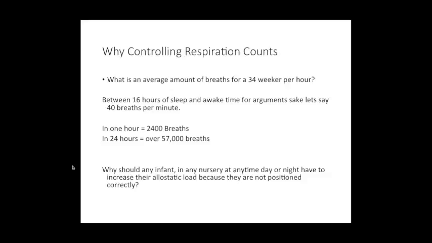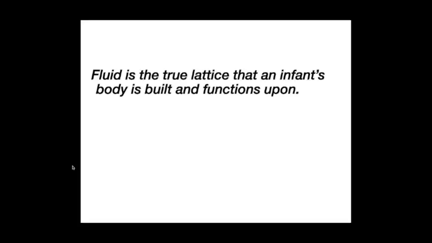So when we look at why we control respiration, well, if we can make work of respiration less, the amount of respiration in minutes will go down. That's how lungs work. So I picked an arbitrary number between the 16 hours of sleep that a baby gets and wake time, for argument's sake, let's say 40 breaths per minute. In 1 hour, that's 2,400 breaths. In 24 hours, it's over 5,700 breaths.